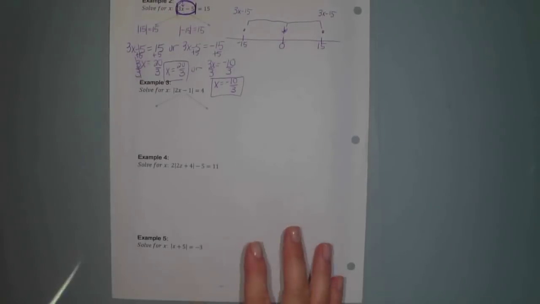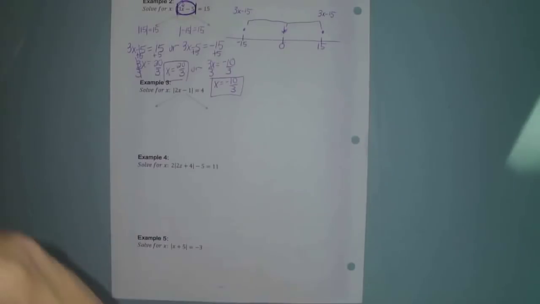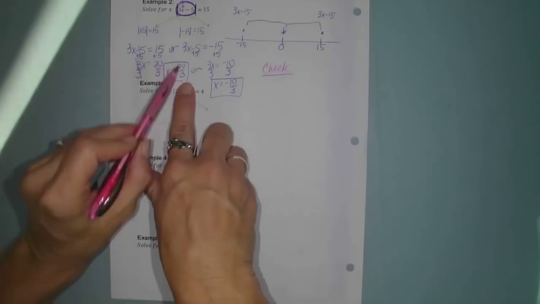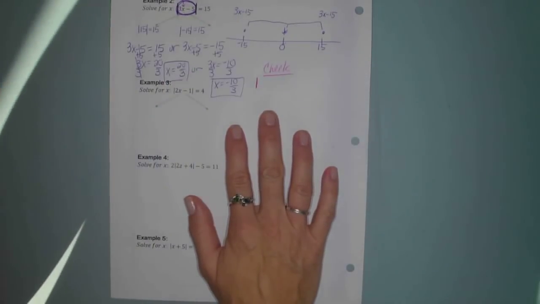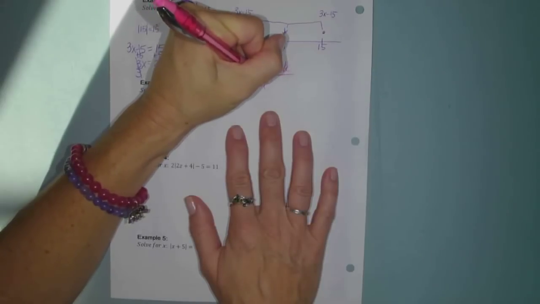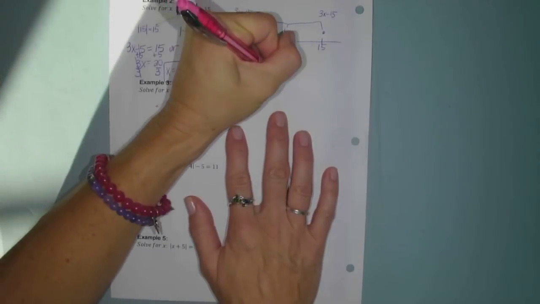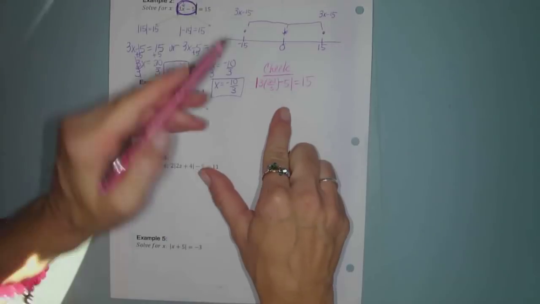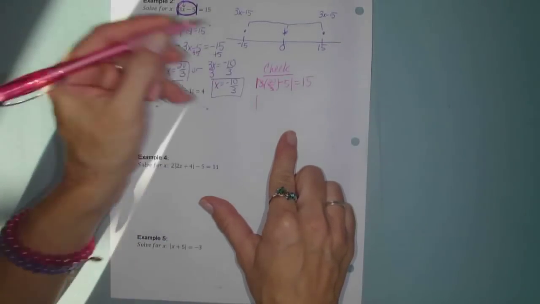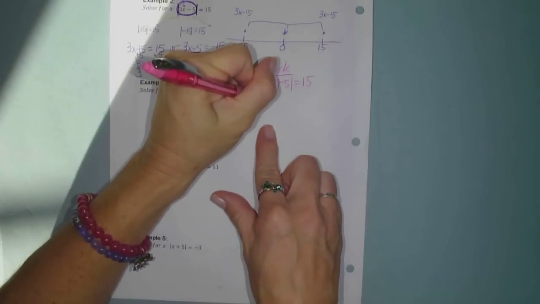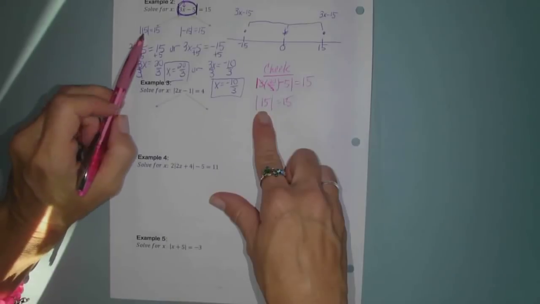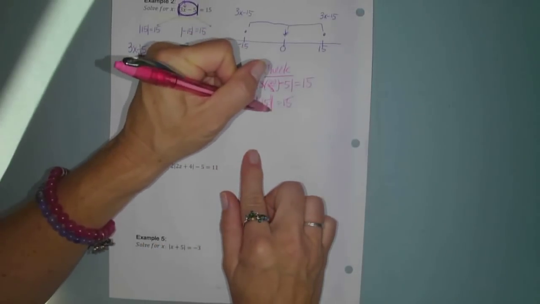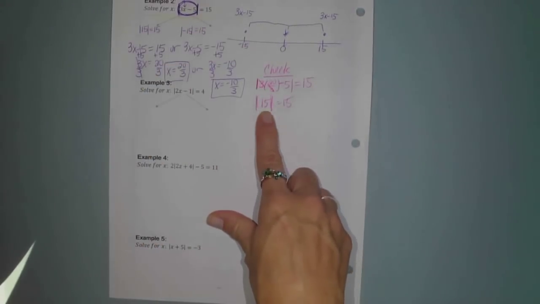In order to check this, let me get a different color pen here for us. In order to check this, let's start by plugging 20 thirds in here. So if I take the absolute value of 3 times 20 thirds minus 5, let's see if we get 15. Well, 3 times 20 over 3, these 3's are going to cancel. So I just have 20 minus 5, and that gives me that 15 I knew up here would be true. So if x is 20 over 3, then the absolute value of 15 is 15 away from 0 on the number line, and so that checks.